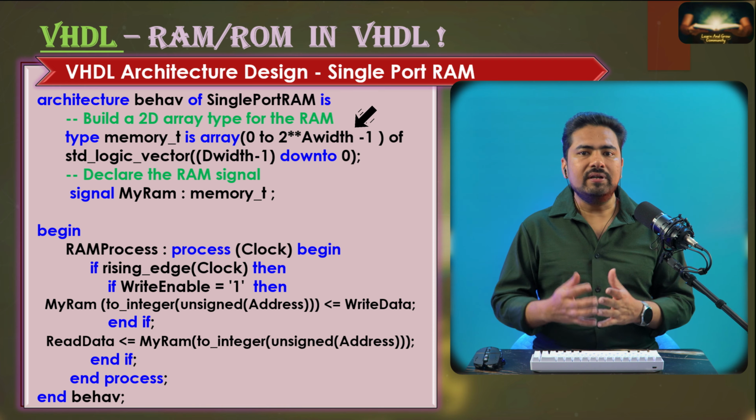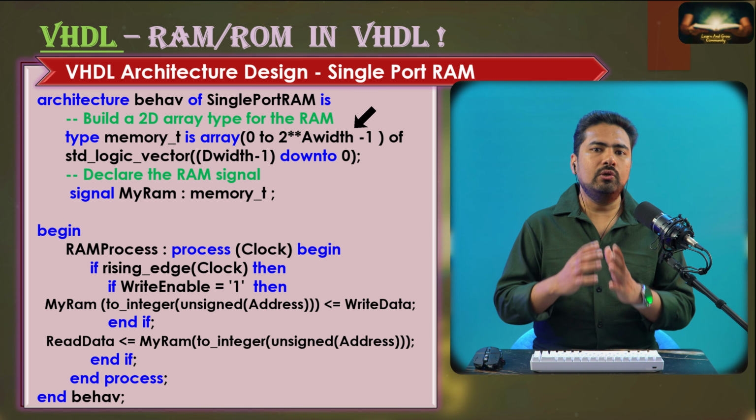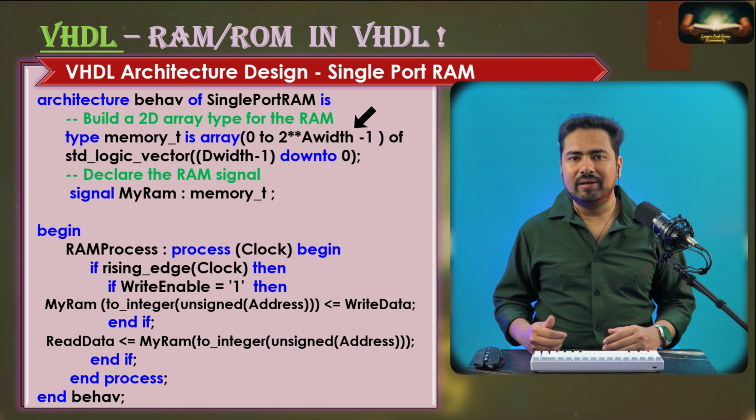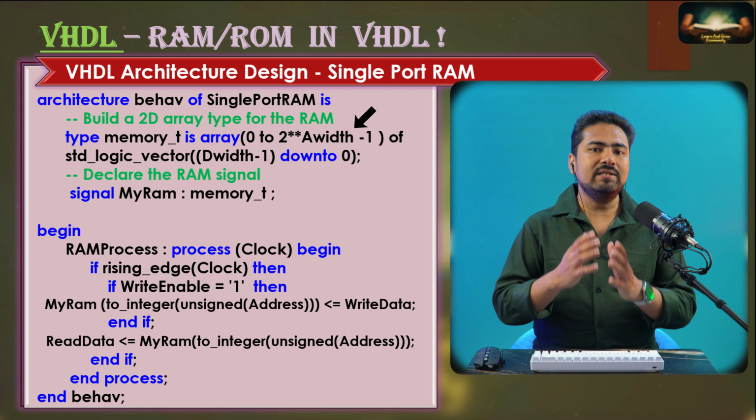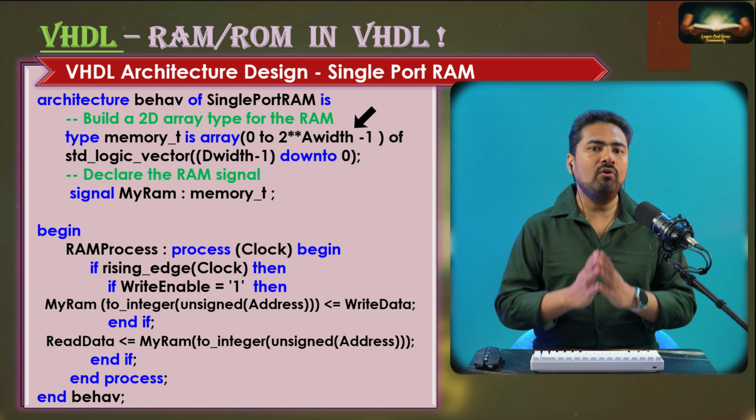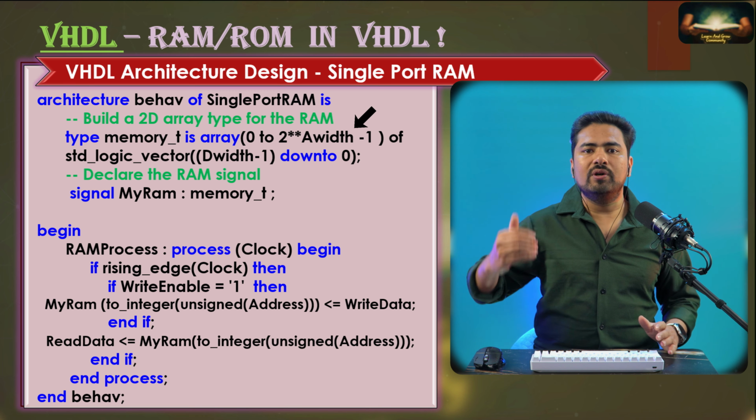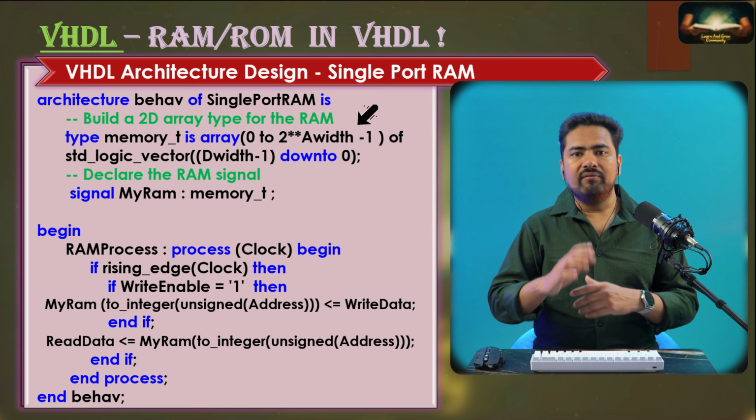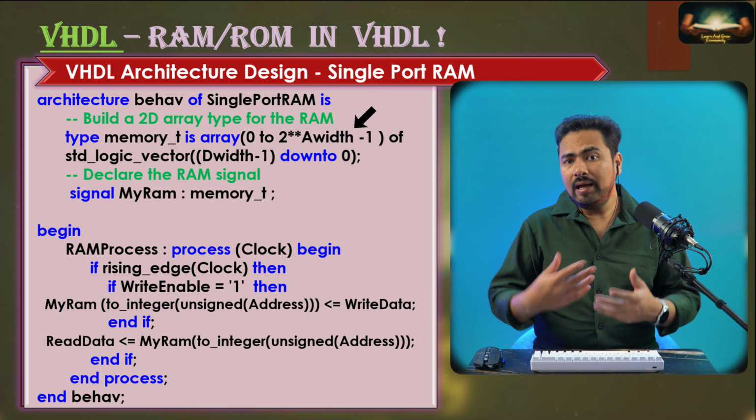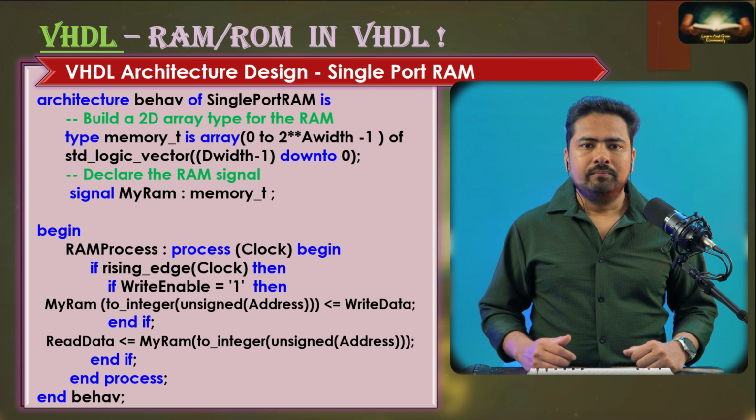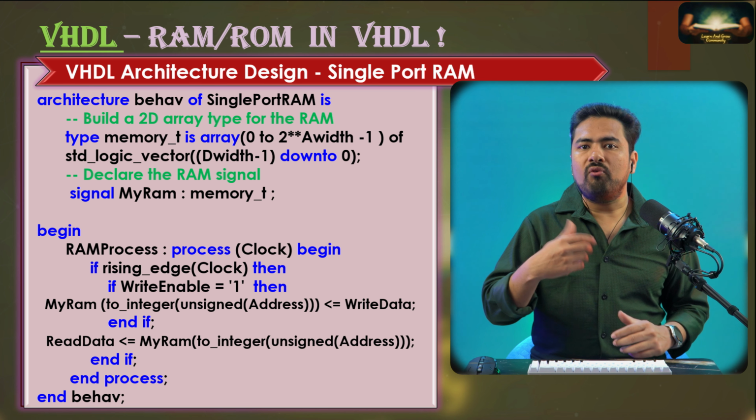It means if A_WIDTH is 4, then you will have 16 addresses ranging from 0 to 15. And if A_WIDTH is 10, then you will have 1024 addresses ranging from 0 to 1023. If A_WIDTH is 8, then it will have the range from 0 to 255 and so on. So these were the addresses of our memory.